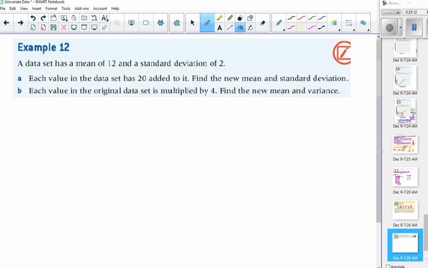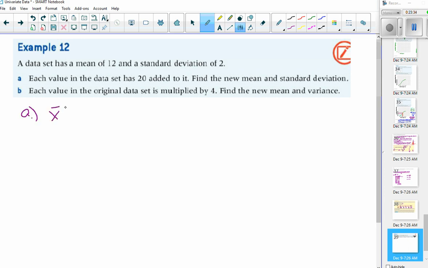The last part of the new lesson comes from, we did very similar with measures of center. Now we're going to compare it to spread. A data set has a mean of 12 and a standard deviation of 2. So we have our mean of 12 and our standard deviation of 2. If each value in the data set has 20 added to it, what's the new mean and standard deviation?